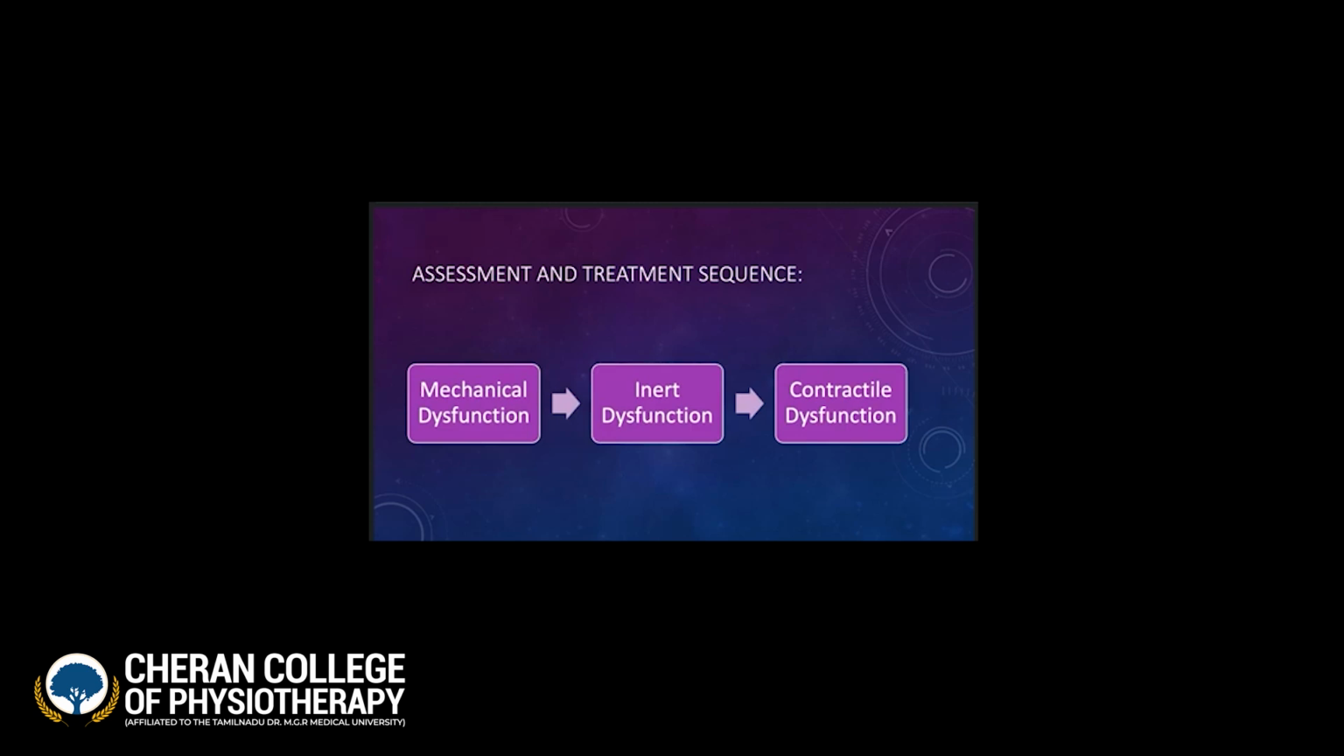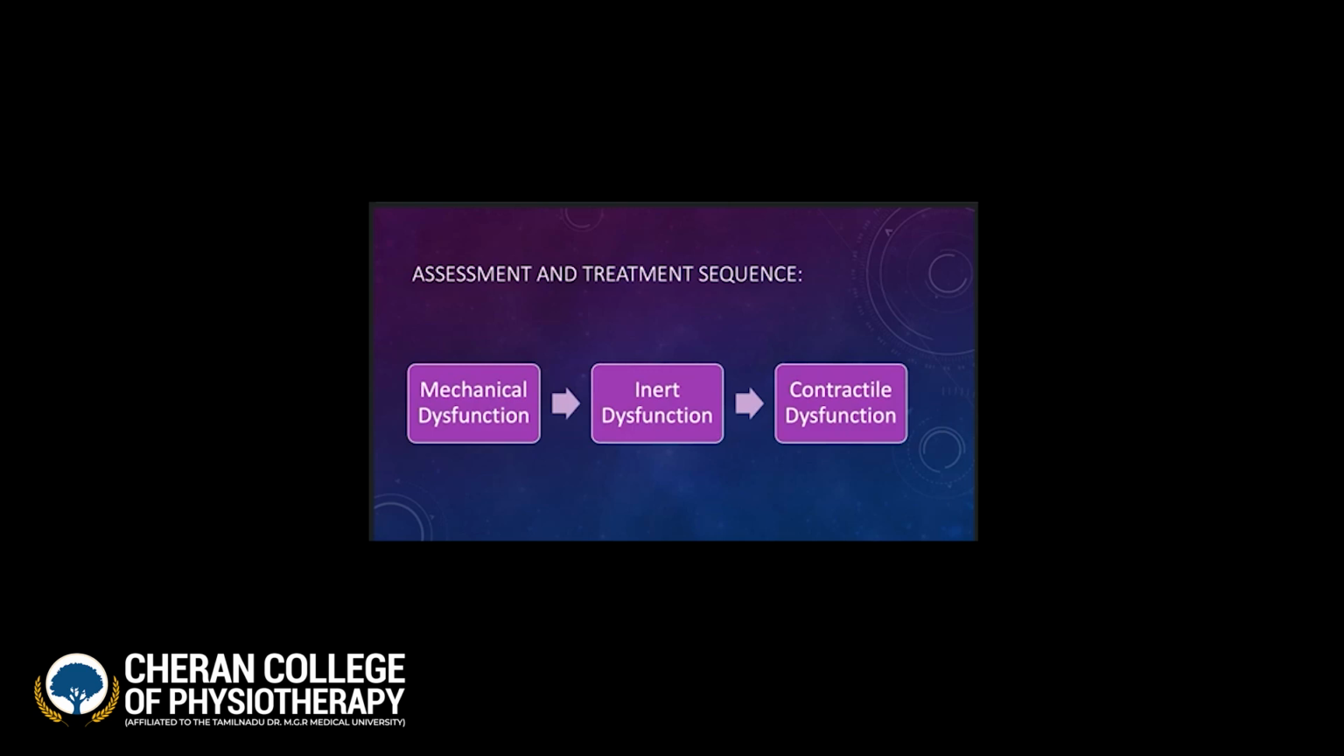This is the commonest sequence. It'll help you understand the clinical reasoning behind how to assess and also how to treat. So always start with mechanical dysfunction. That means, is there a mechanical problem in that particular joint or the particular region, right? So that's where you will assess the glides, you will assess the range of motion.